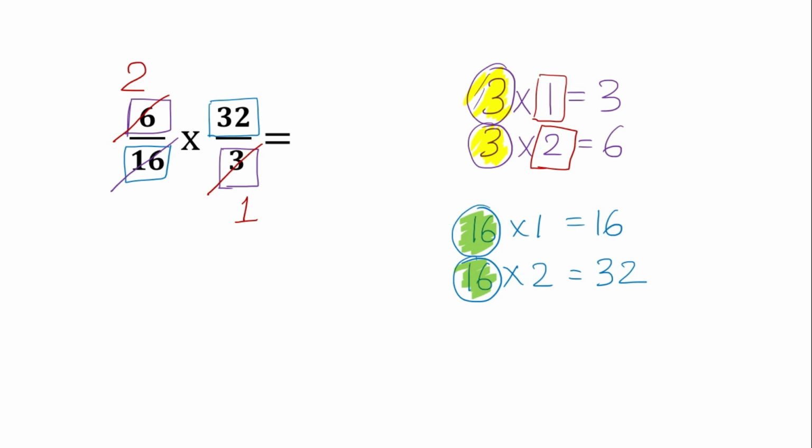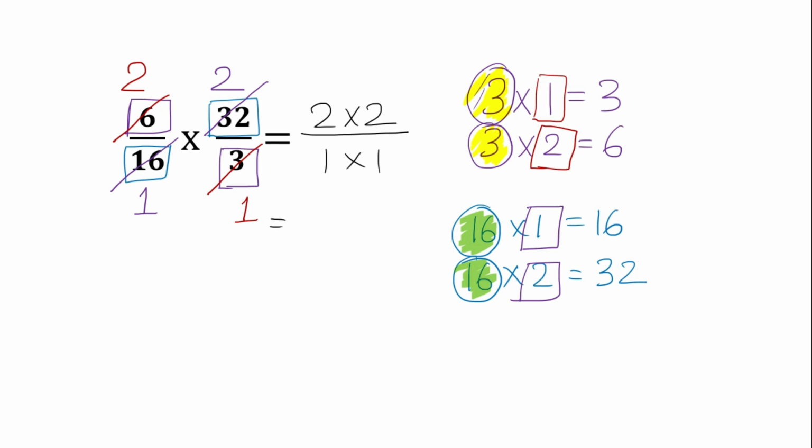Cancelling 16, I will write 1 here because 16 times 1 gives me 16. And here I will be cancelling 32 and I will write 2. Now there is no more cancellation possible because it's just 2 and 1 there. So what happens here is in the numerator you just have 2 times 2 and the denominator is just 1 times 1, which is 1. So 2 times 2 is 4.